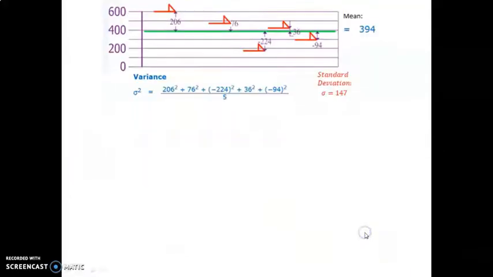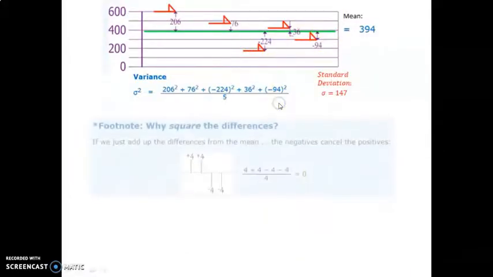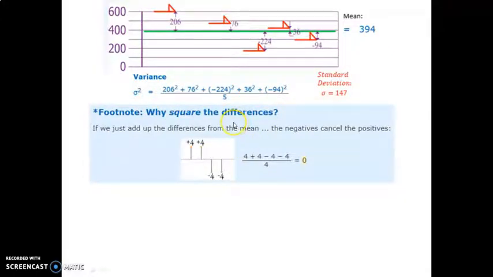Okay, let's take that a little bit forward. So that's what we did here. Now let's talk about some things. Why are we squaring the differences? Why didn't we just find the distances and take the average? If our goal is to find out on average how far we are from the mean, why didn't we just add them up and divide by 5?